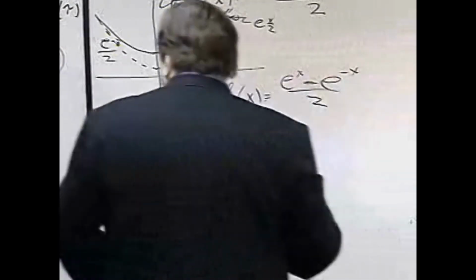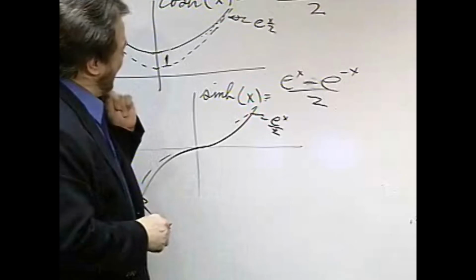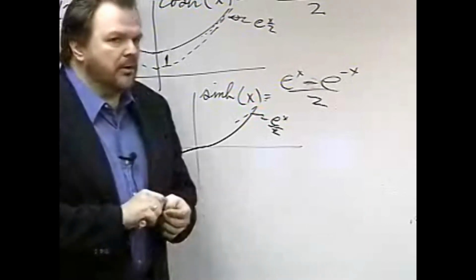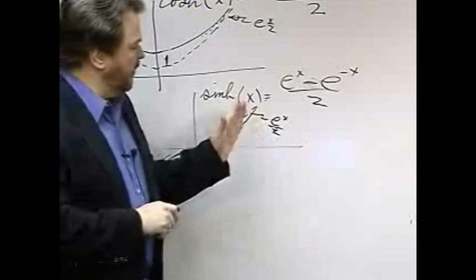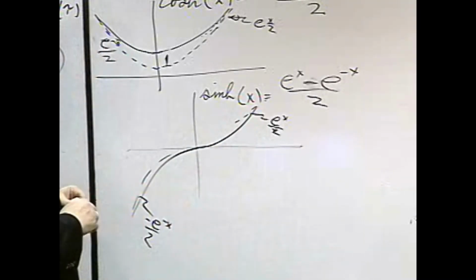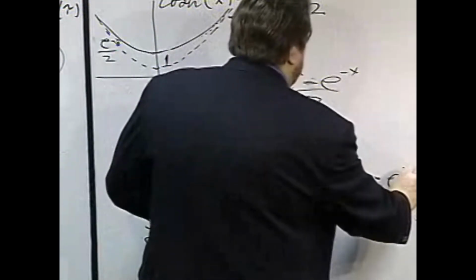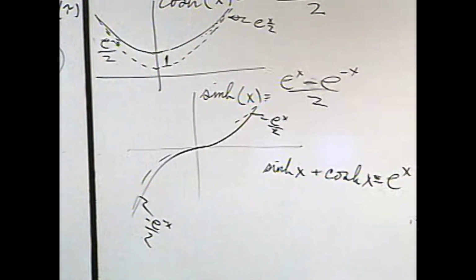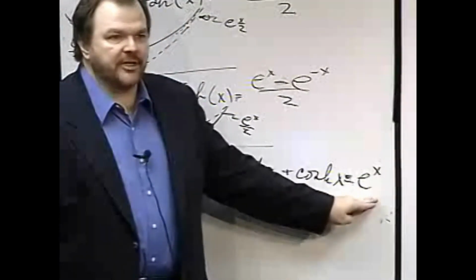You'll notice something even interesting: you've probably recognized that every function can be uniquely decomposed into an even and odd function. Have you ever heard of this concept before? Every function can be expressed uniquely in terms of an even and odd function. You will notice that the sinh of x plus the cosh of x is equal to e to the x. Right? And in fact, the hyperbolic sine is the odd component of e to the x. The hyperbolic cosine is the even component of e to the x.